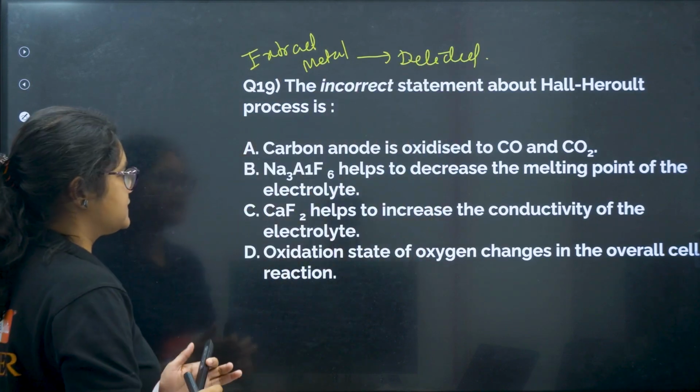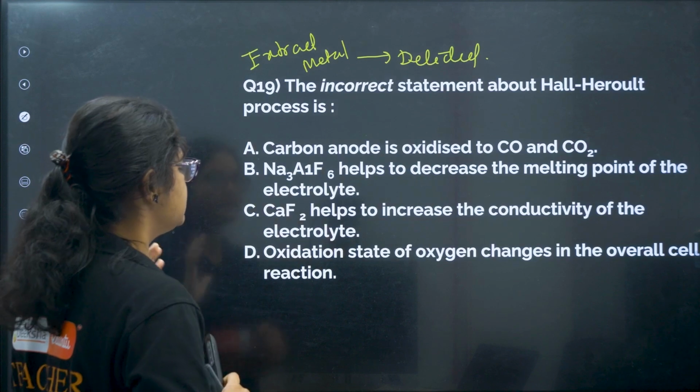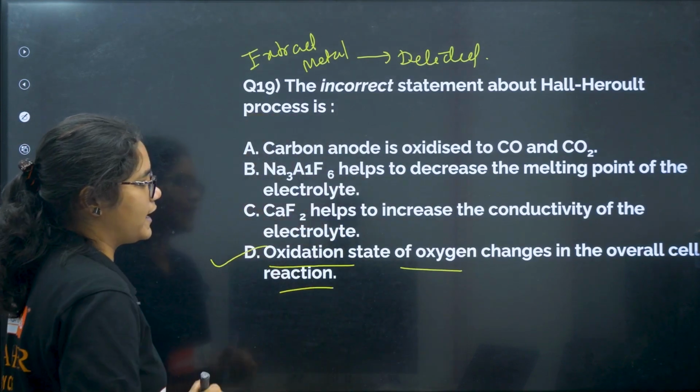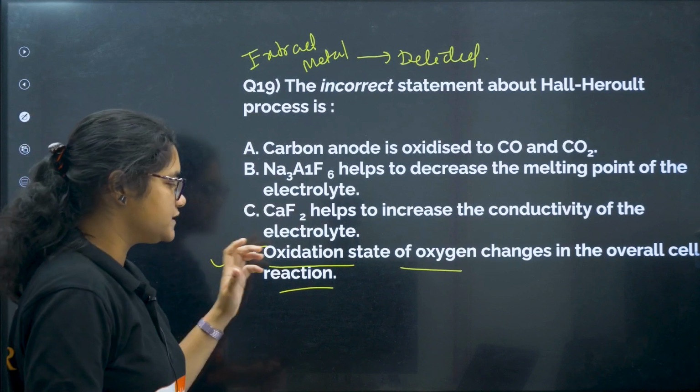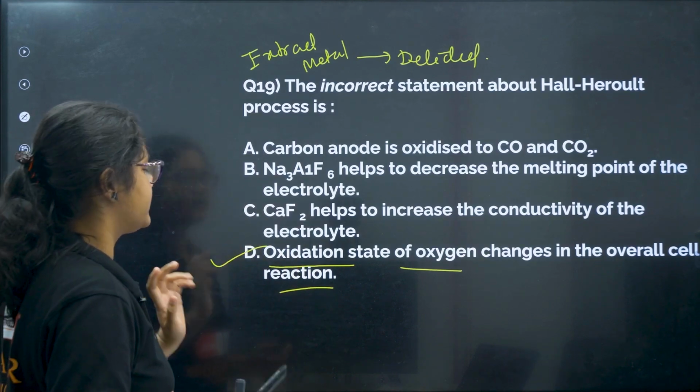So we'll discuss this briefly. The incorrect statement about the Hall-Héroult process is: the oxidation state of oxygen changes in the overall reaction. The oxidation state of oxygen remains constant, it does not change. So that is the incorrect statement here.